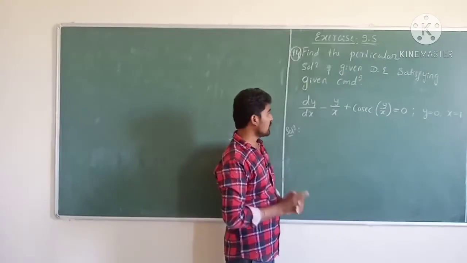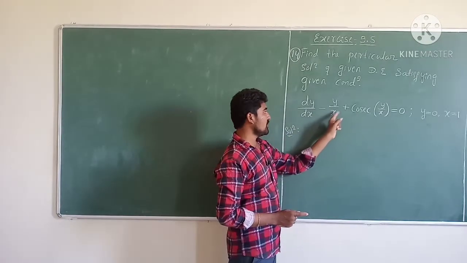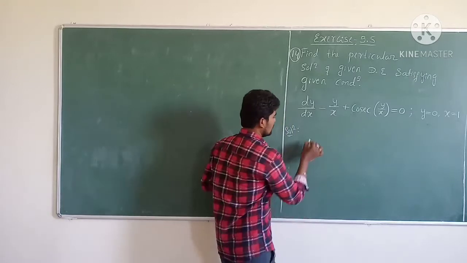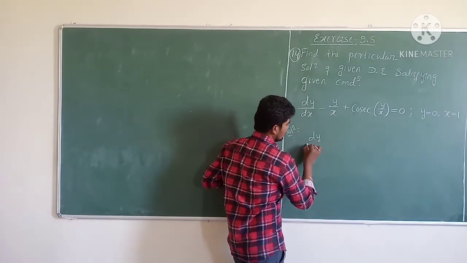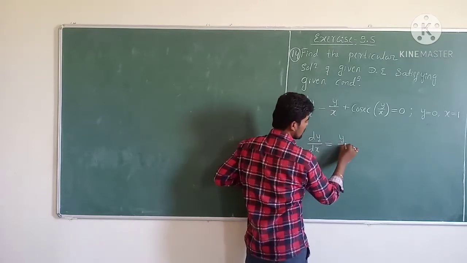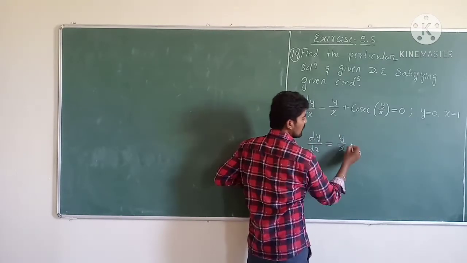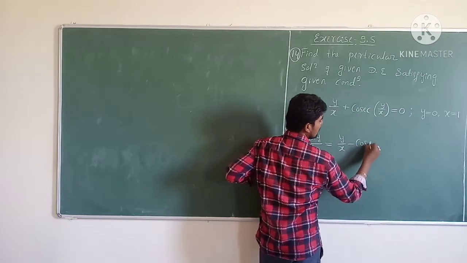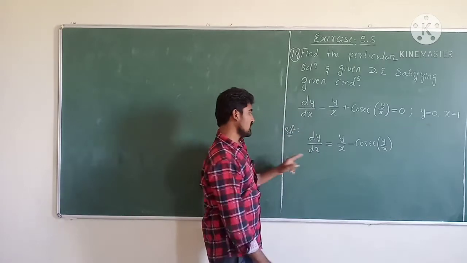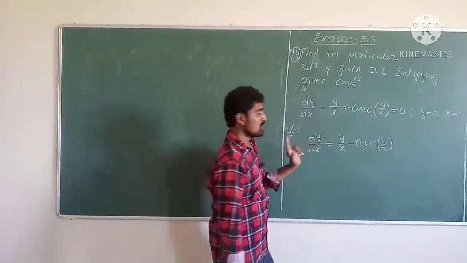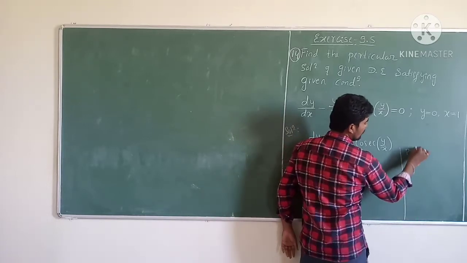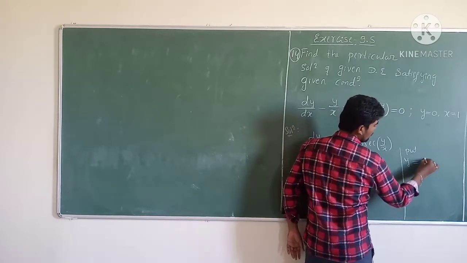For that, shift this minus y by x plus cosecant y by x towards the right hand side. We get dy by dx is equal to plus y by x minus cosecant y by x. And now this is a homogeneous differential equation of the form dy by dx. So we need to substitute the value of y is equal to vx. Put y is equal to vx.